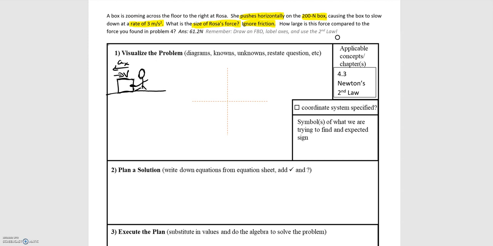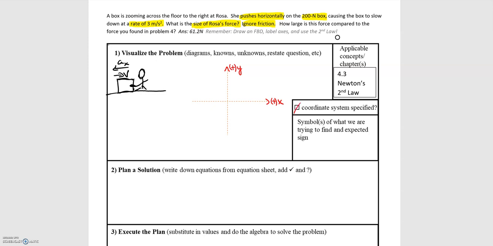So now that we've read the problem and we've highlighted the important parts, we can start with the problem solving steps. The first step is to always choose your coordinate system. So I'm going to have the positive y direction pointing upwards, and the positive x direction pointing to the right.